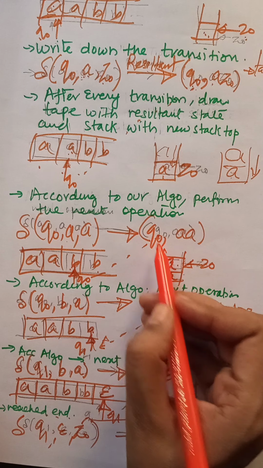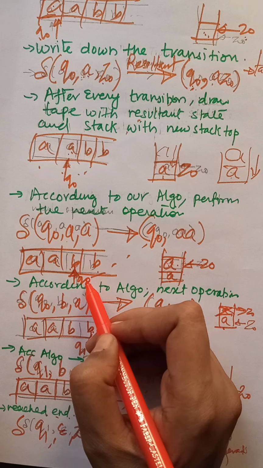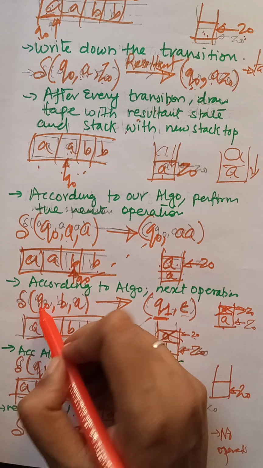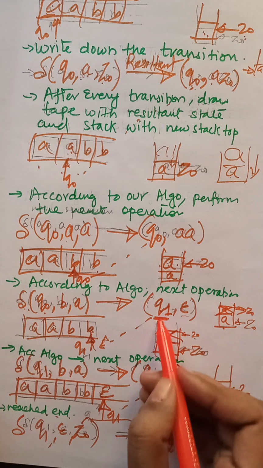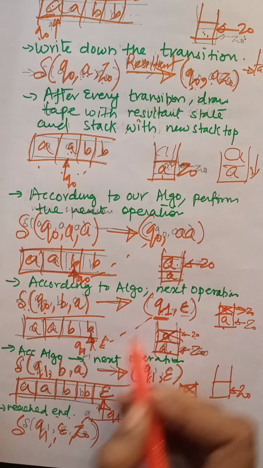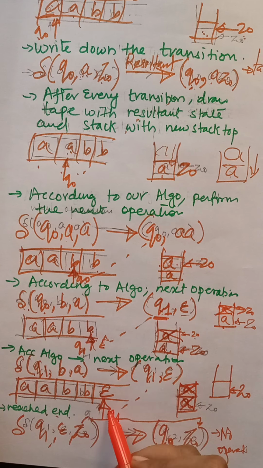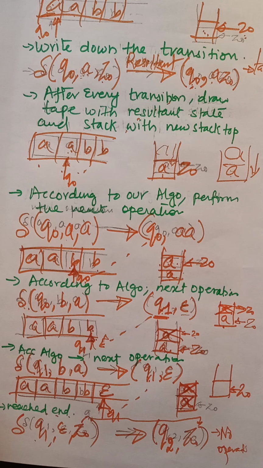And every time we write q0 for the resultant state, the same has to be copied here for the next transition. So q0 here also, q0 for the next time, q0 here also, q1 here also, q1 for the next time, q1 here for the pointer, q1 for the next transition also.